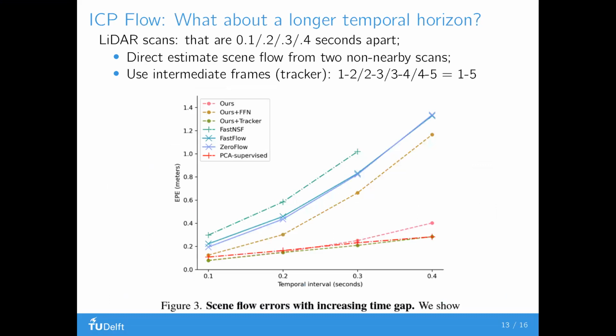Additionally, we also conduct experiments on longer temporal sequences where time gaps increase from 0.1 to 0.4 seconds. We observe that popular scene flow estimators fail in this case. In contrast, our model is still able to output reasonable predictions, even though the temporal gap increases up to 0.4 seconds.